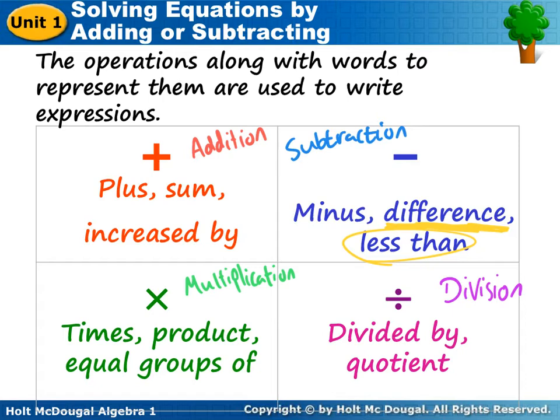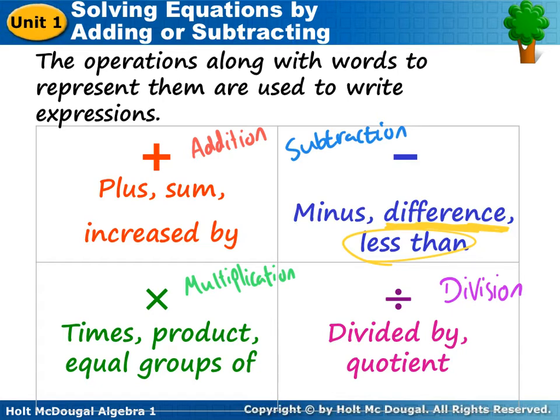All right? Now, multiplication, you could say times. You can say the product of. Or you could say equal groups of. Those are all forms of multiplication. Now, these aren't the only ones. There's other things you could say there. Okay? Like you could say the word multiply if you wanted to.